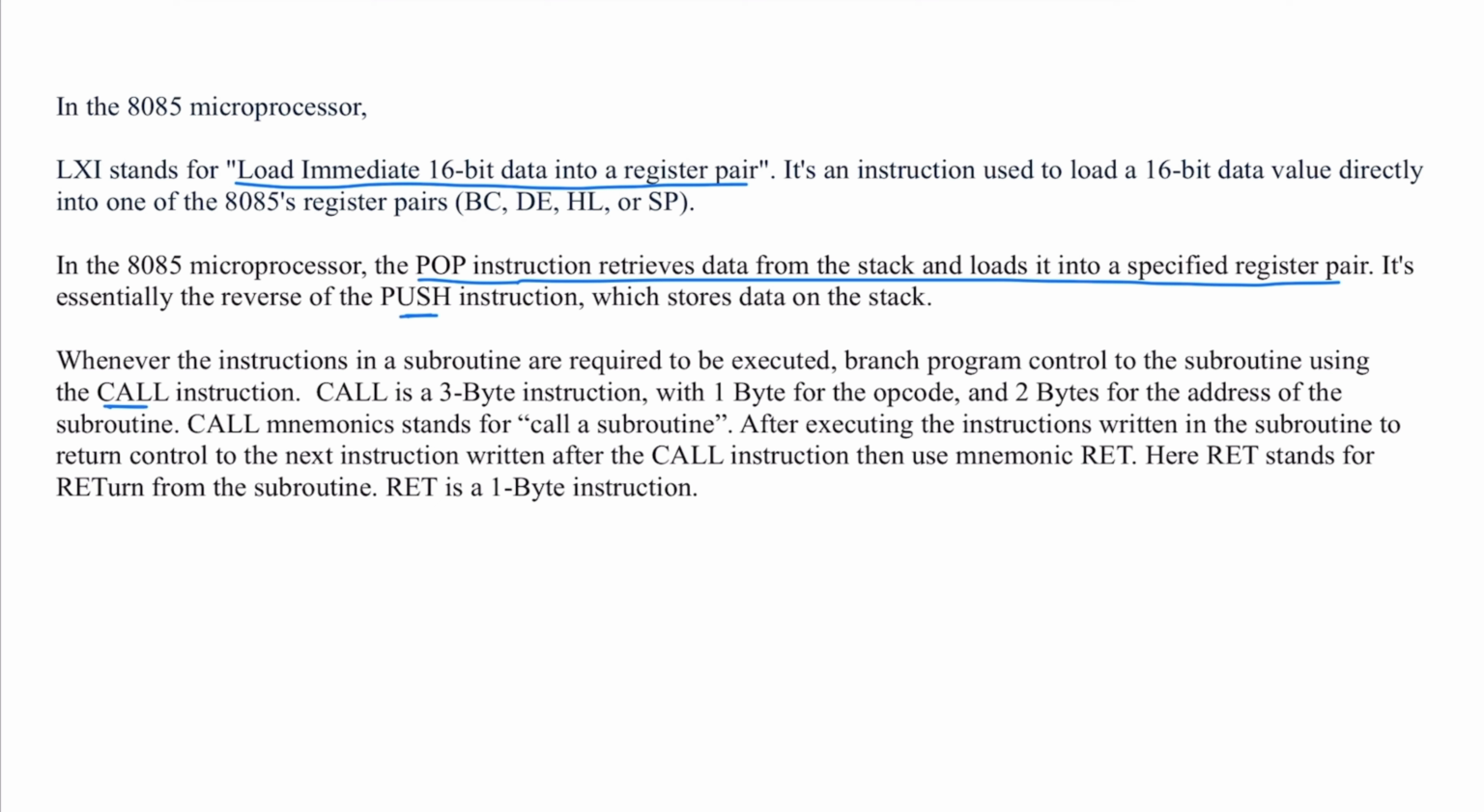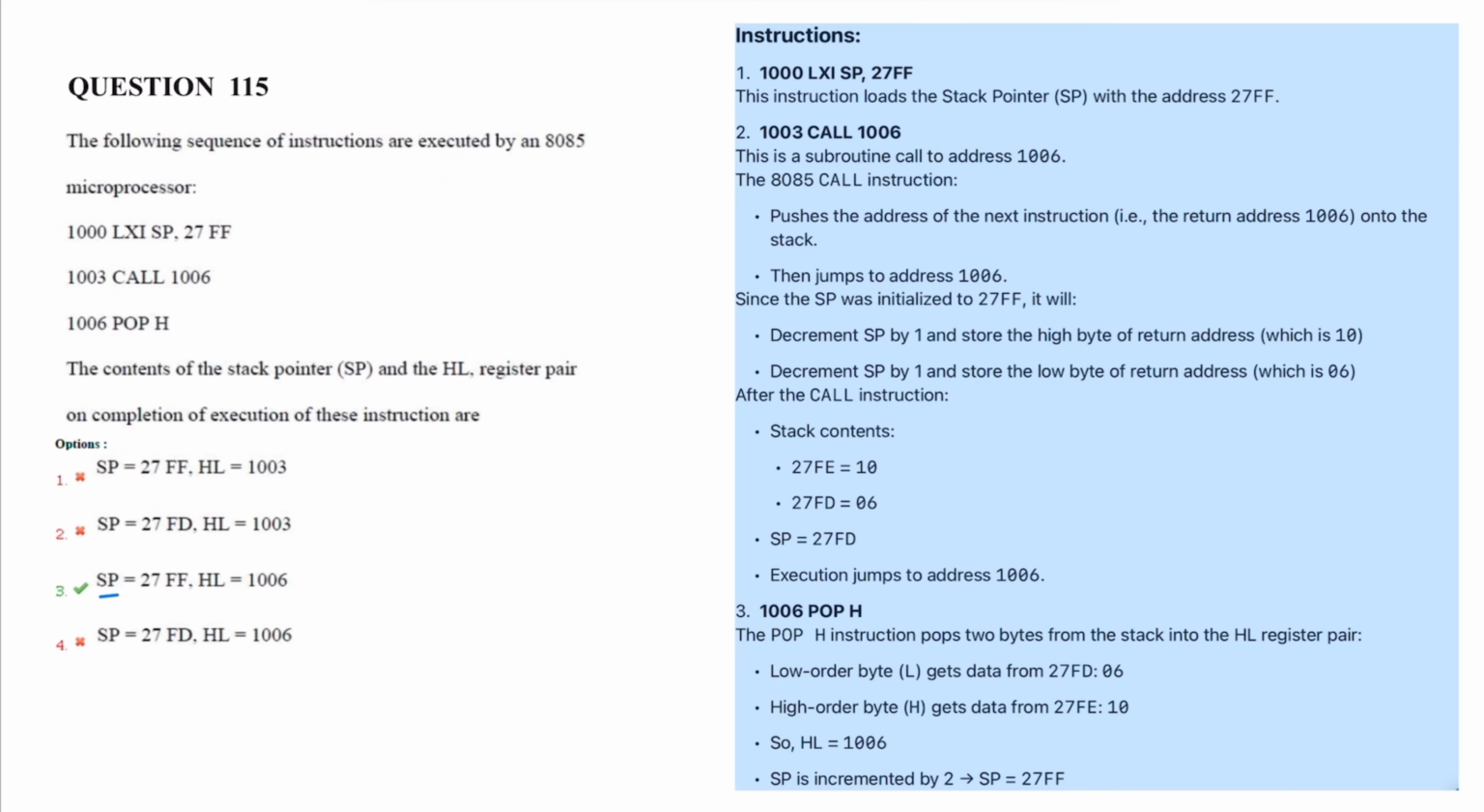The CALL mnemonic stands for call a subroutine. After executing the instructions written in the subroutine, control returns to the next instruction. Okay. So step 1, the first mnemonic is 1000 LXI SP 27FF. This instruction loads the stack pointer with the address 27FF. Next is 1003 CALL 1006. This is a subroutine call to the address 1006. In the 8085 CALL instruction, it jumps to the address 1006.